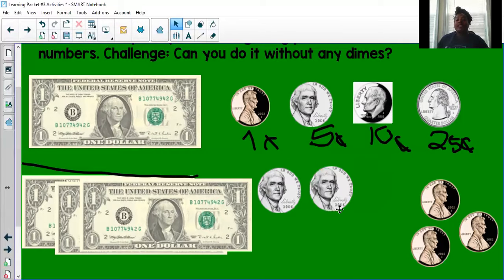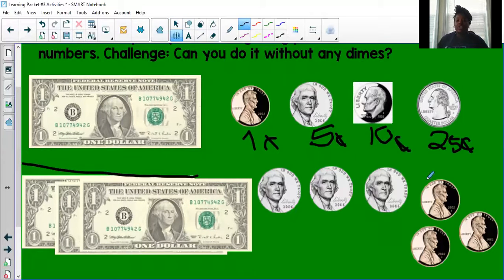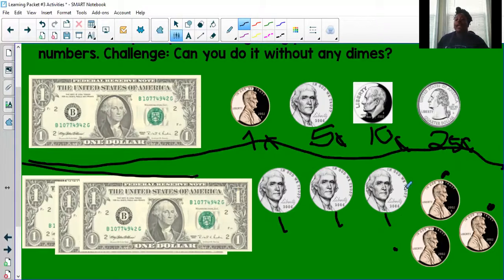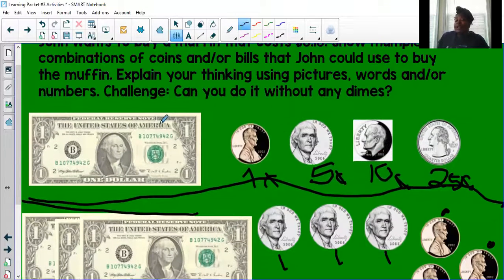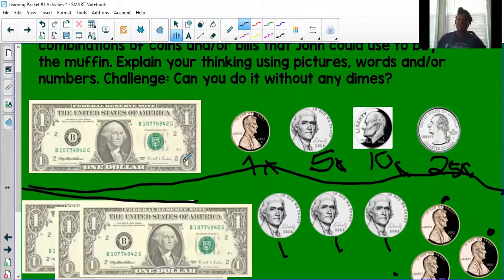I have 10 cents now, and I'm going to use another nickel to get to 15. So let's just double check and do the eyelash method. Remember the eyelash method, the nickel has 1 eyelash. So 5, 10, 15. Now I'm gonna count my pennies. 16, 17, 18. So right here, there you have it, is $3.18. We could have used quarters for our bills, but you guys can have different ways.